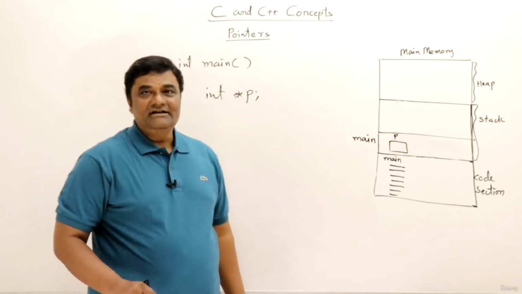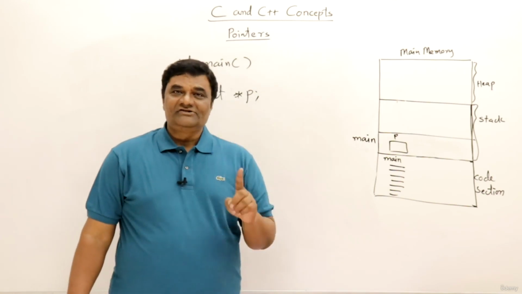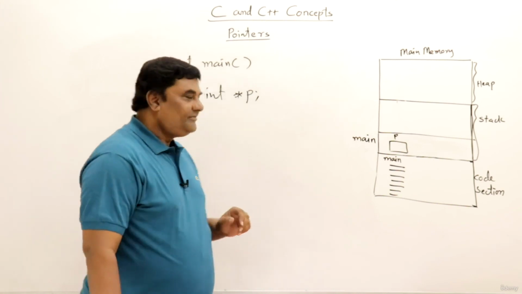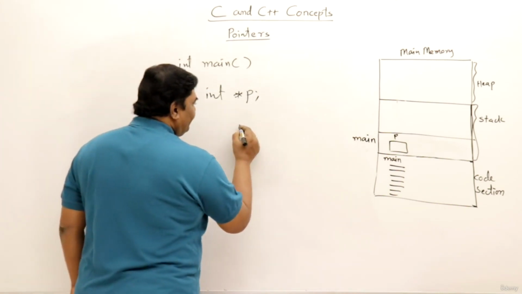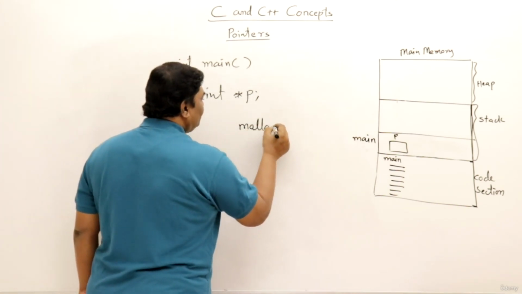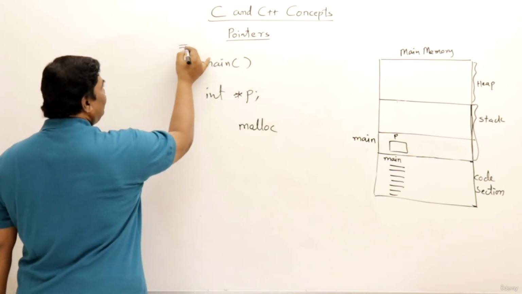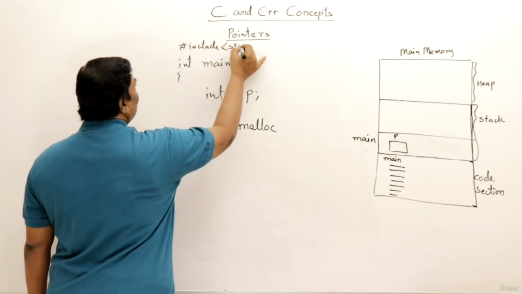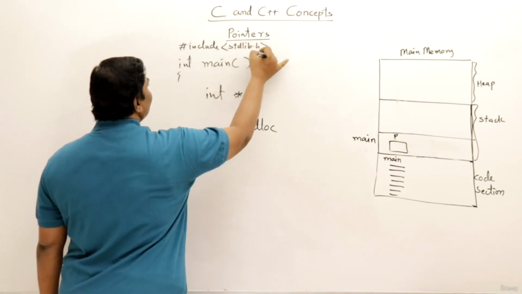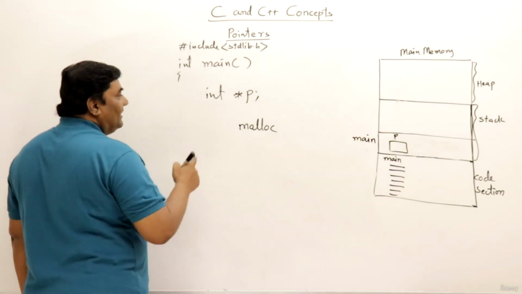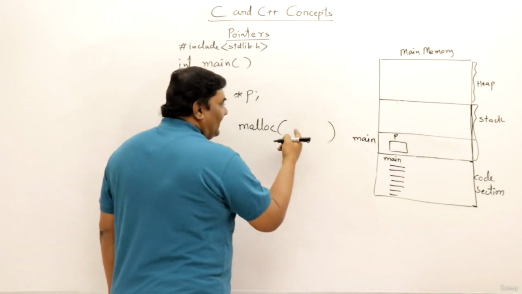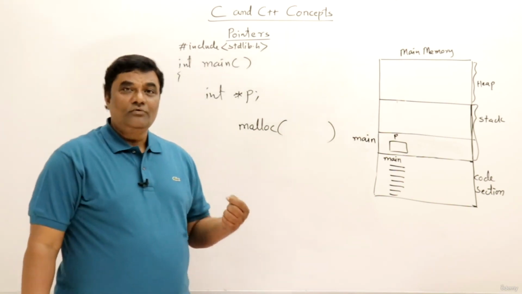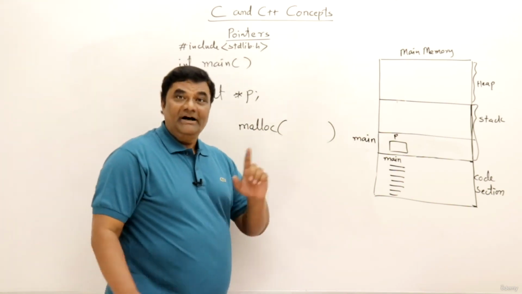So how to get memory in heap? In C language, the function name is malloc. When you write malloc, only then will you get the memory in heap. So here I will write down the malloc function. For this, I have to include a library, that is #include stdlib.h, right? Now I can use the function malloc. Here I should mention the size. The malloc function takes the size, how much memory you want. You have to mention it in terms of bytes.